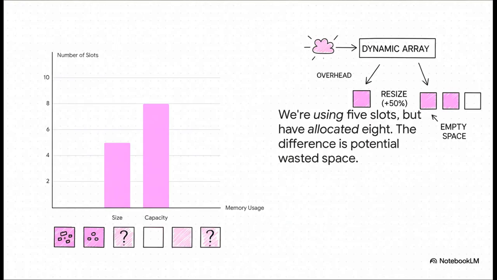And this chart right here shows the cost perfectly. We're using 5 slots, but we've allocated 8. Those 3 extra slots, that's wasted space, at least for now. Right after a resize, a dynamic array can actually be half empty. That memory overhead is the tax you pay for the convenience of not having to manage the size yourself.